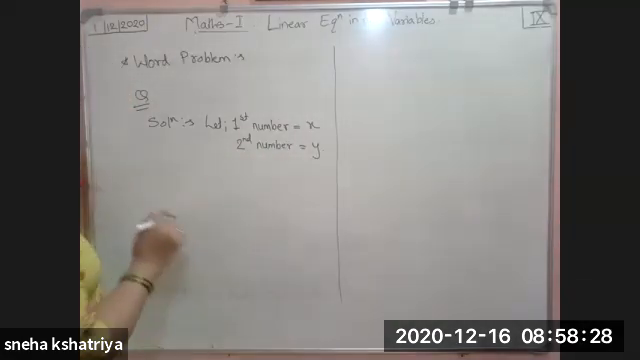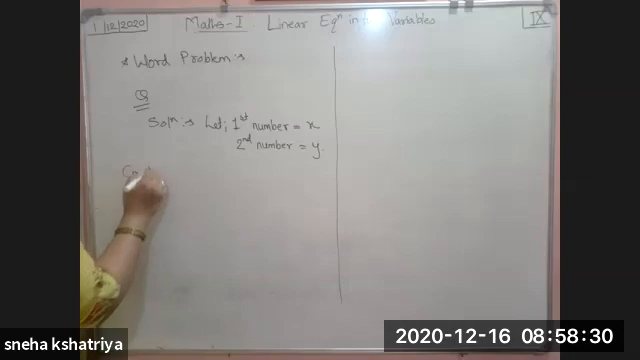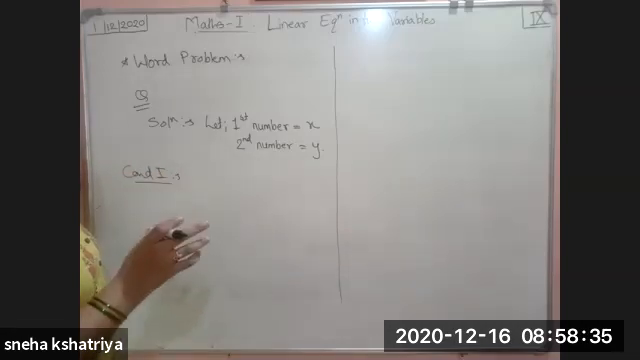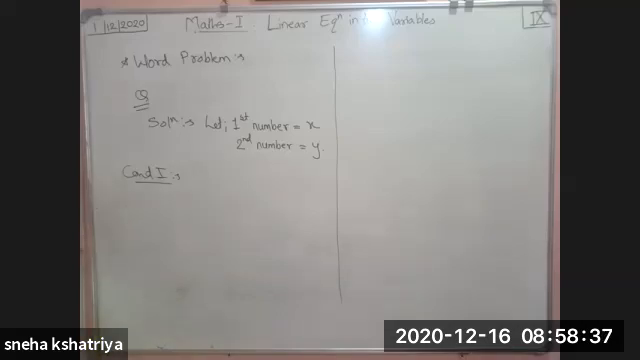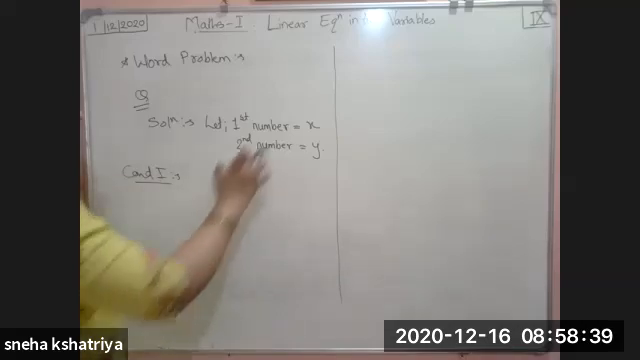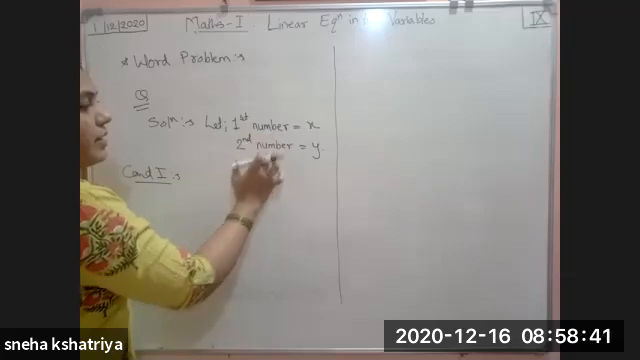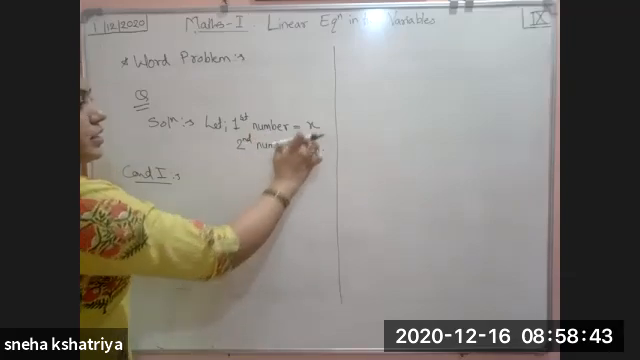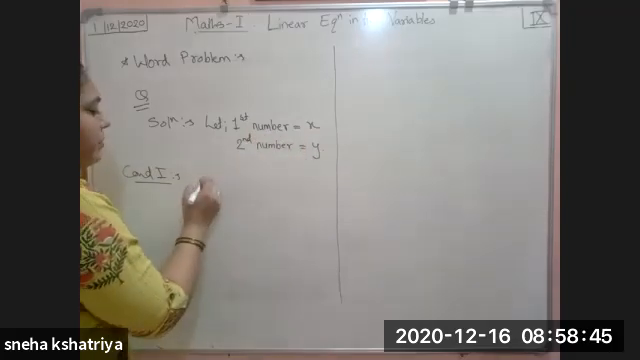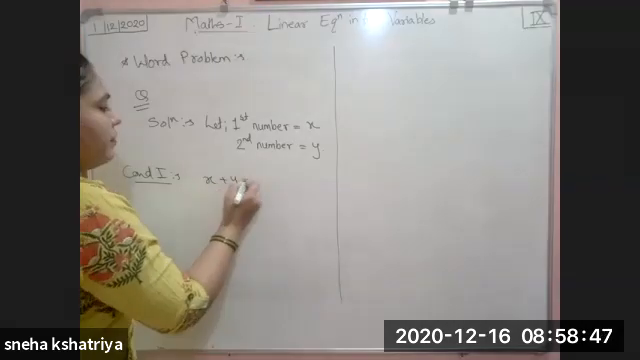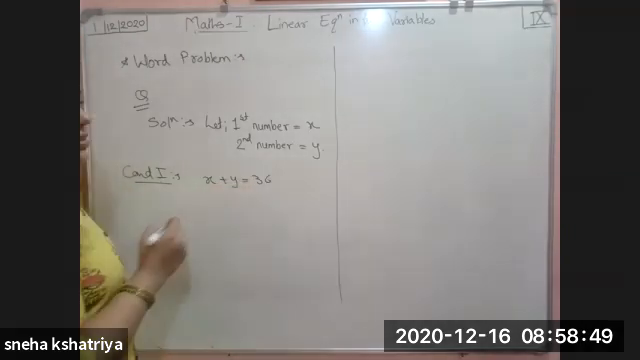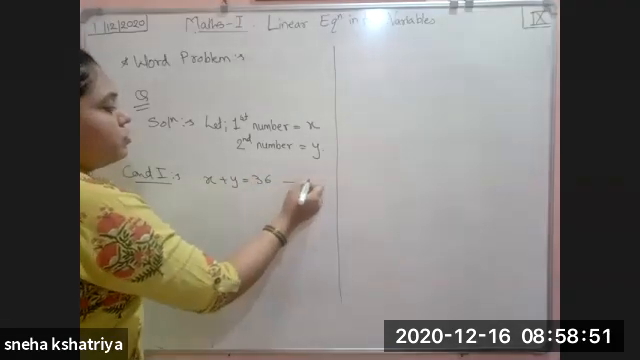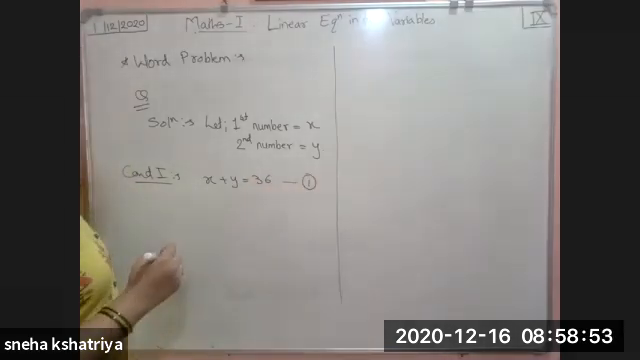So what is the first condition they have given to us? Condition first. The sum of two numbers is 36. That means these two numbers we have considered as first number and second number. So the addition is how much? 36. So simply it will become x plus y is equal to 36. It is very easy. So we have this as equation number 1.